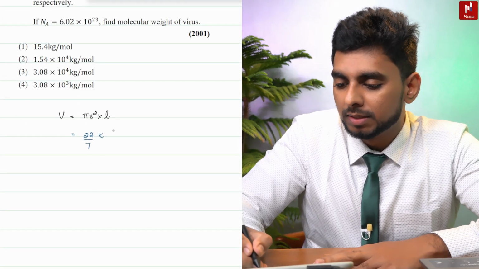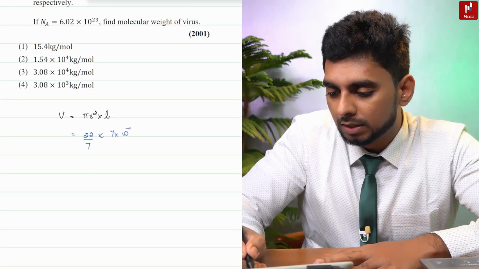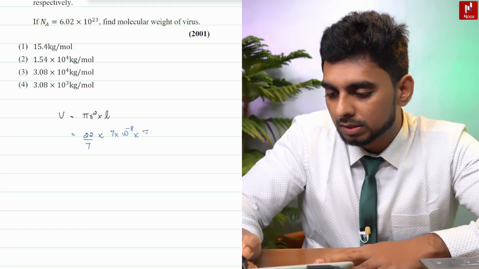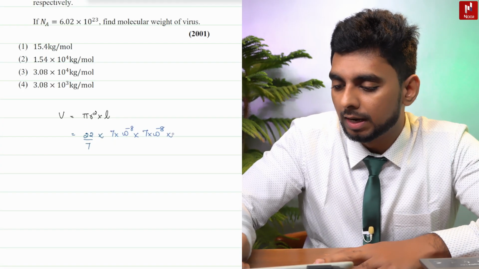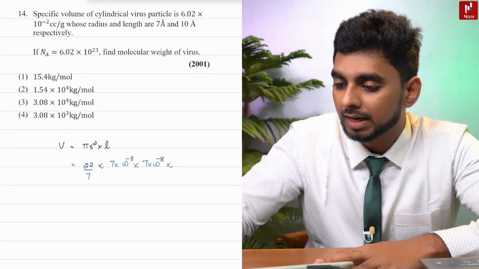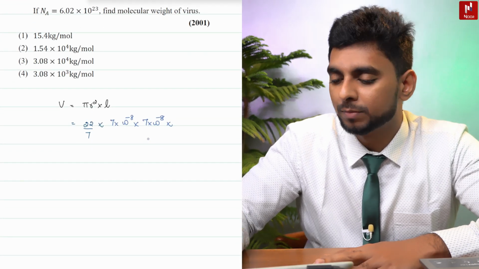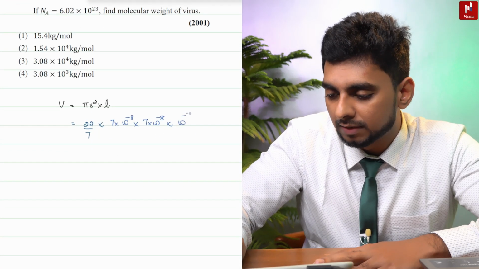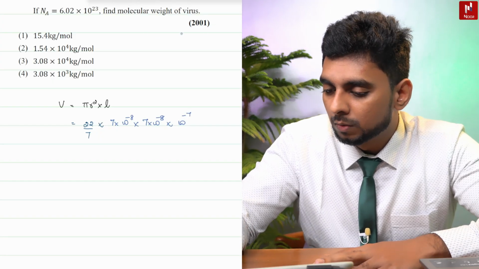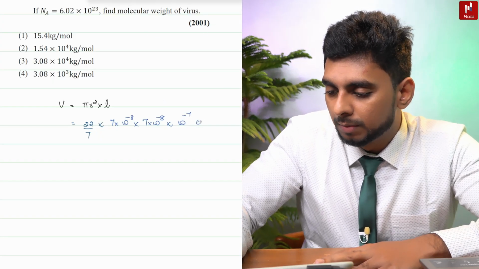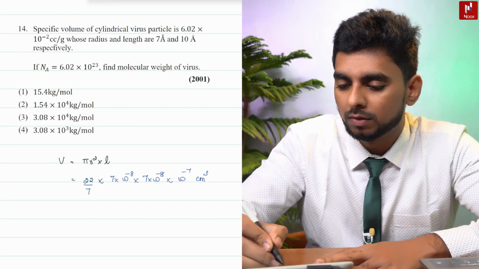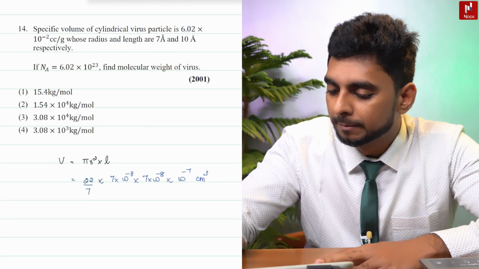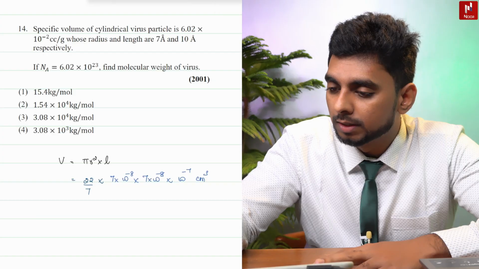So 22 divided by 7 into 7 into 10 power minus 8 into 7 into 10 power minus 8. This will give you the r square into the length. What should be its length? 10 into 10 power minus 8. That will give you 10 power minus 7. Fine. And the final answer will be in centimeter cube. Okay, that will be handy while solving for the specific volume. Got it?